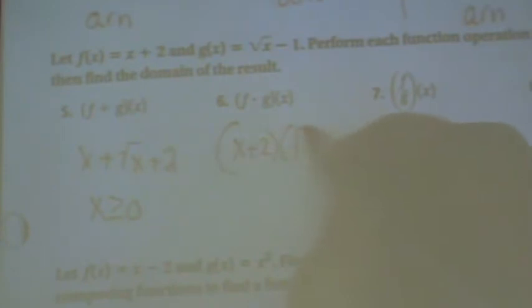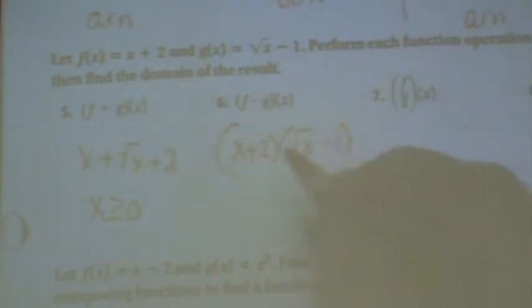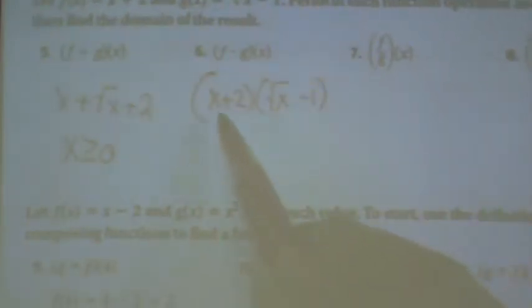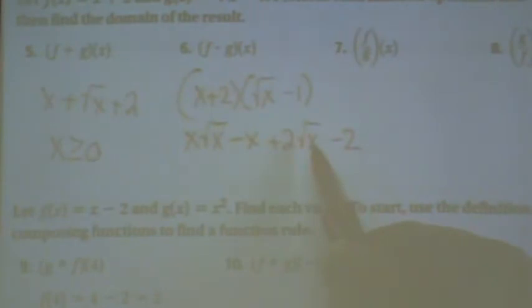For number 6, you're going to multiply f times g. So you have x plus 2 times the square root of x minus 1. So you're going to FOIL this out. X times the square root of x is x root x. X times negative 1 is negative x. Plus 2 root x, and then minus 2. And again, your domain, you have to have numbers that are greater than or equal to 0, because when you're taking the square root of a number, it has to be a positive number.